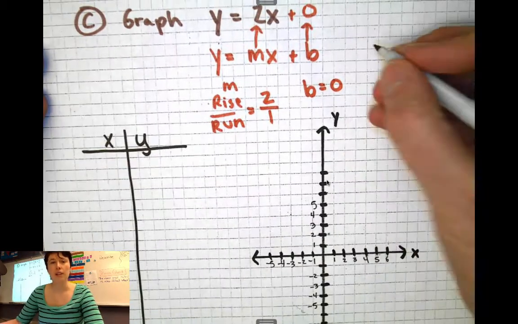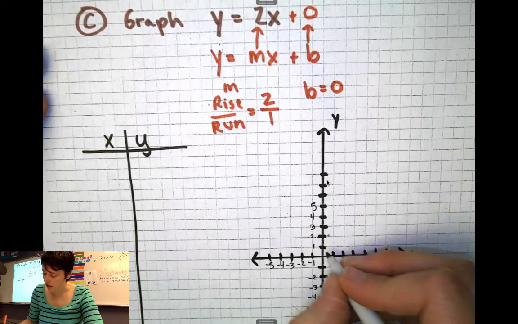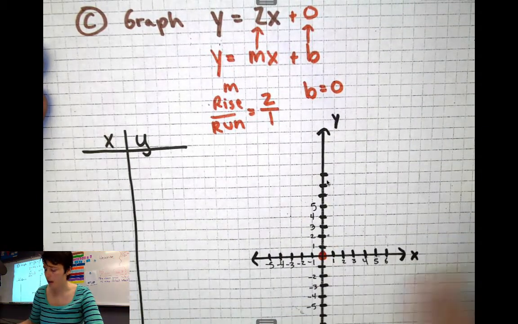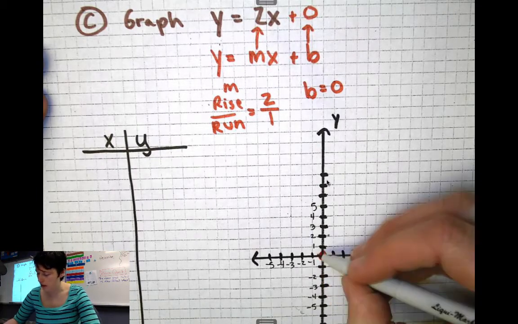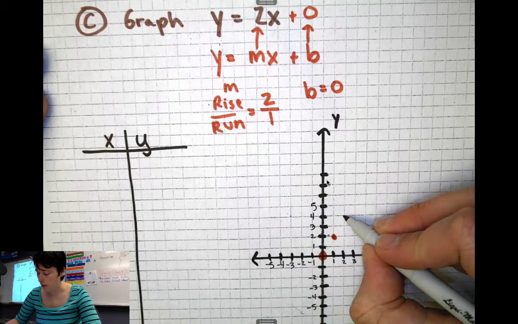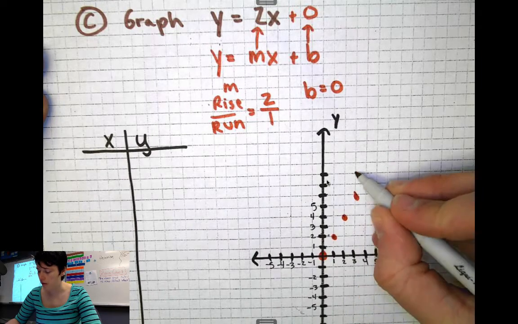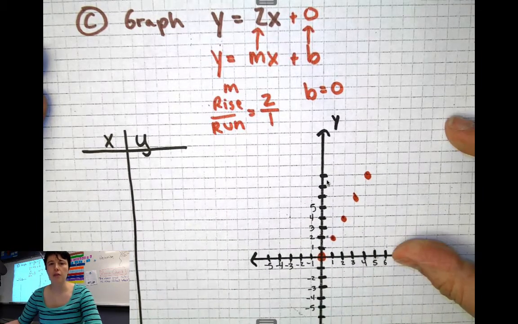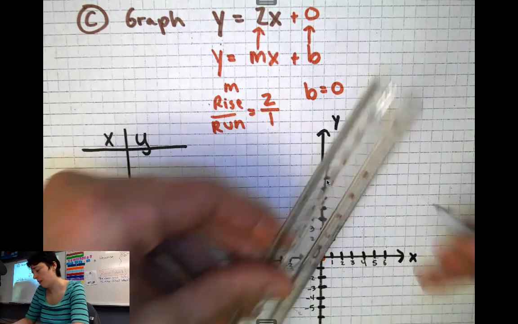So I have a starting number of 0, meaning I'm going to start at the very center of the graph, and I have a growth of 2 over 1. I'm going to be counting up 2 over 1, up 2 over 1, up 2 over 1. And after doing a few of those, I connect it and make my line.